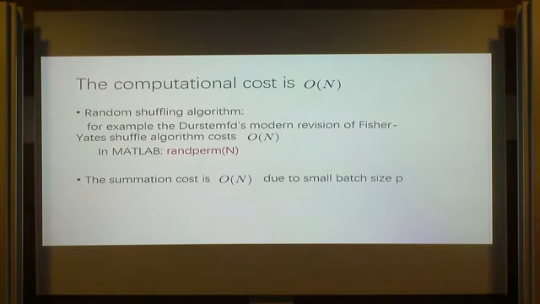The cost is clearly order N, because for this random shuffling algorithm, people already introduced in the 60s a method by which you can do the random permutation in order N. For example, in MATLAB you just call this subroutine, random permutation. That's order N. The summation is clearly order N, maybe order 1, right? Because little p can be 2, you only interact with one more particle. You have N particles, so the ODE part per time step is order N. So overall, each time step is order N.